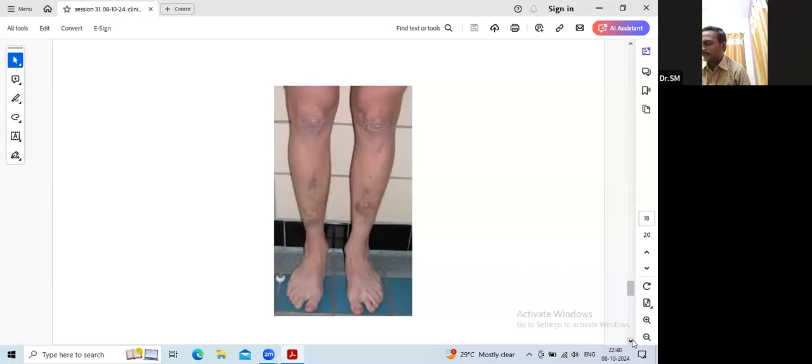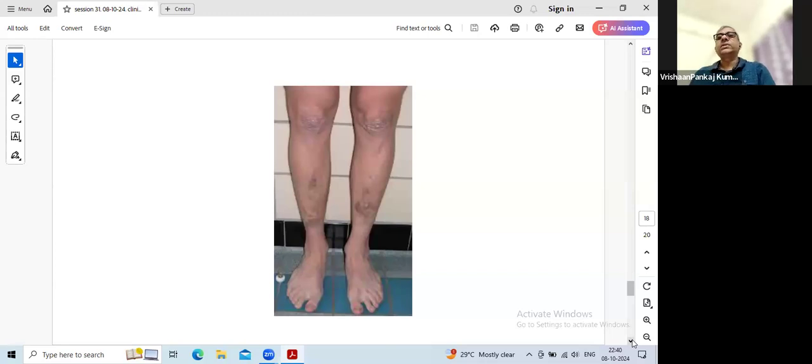Yes, time up. Can you summarize your findings? Yeah, so today I examined 8-year-old Harry, and on examination I found that there is no problem with her gait or spine.